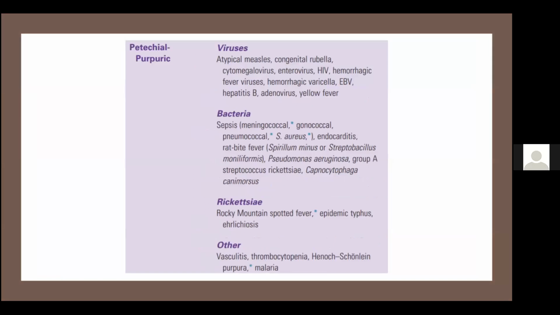What about petechial purpuric? We always think of meningococcal, but there are other causes of it. Depending on the age of the child or how they present, it could be congenital rubella, CMV, enterovirus, HIV. A lot of bacteria can also present with petechiae and purpura, and they can progress to purpura fulminans. A lot of rickettsia can also present with petechiae and purpura, and then obviously vasculitides, with IgA vasculitis being the one we most commonly see.